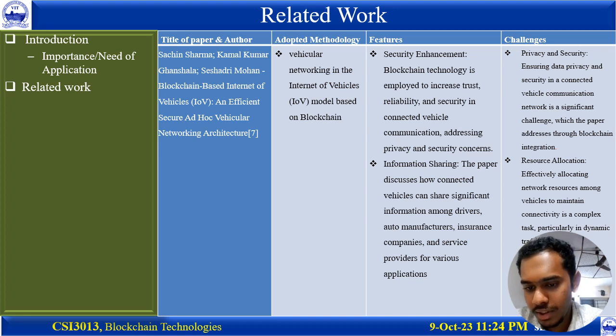And of course, the resource allocation, just as we saw in the previous two papers, over here as well, they were not able to figure out how to effectively allocate the network resources among the vehicles, so that complex tasks and connectivity are maintained, especially in a dynamic scenario. So that is all about the third paper.